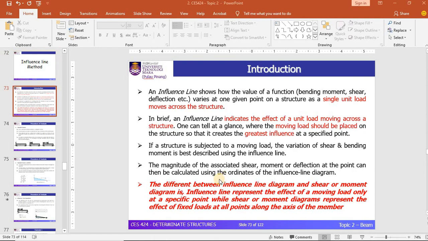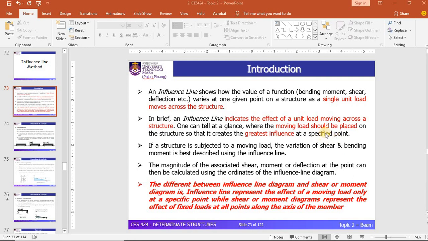Okay, so as an introduction, basically influence lines is about analyzing the moving load. In brief, an influence line indicates the effect of a unit load moving across a structure. One can tell at a glance where the moving load should be placed on the structure so that it creates the greatest influence at a specific point.